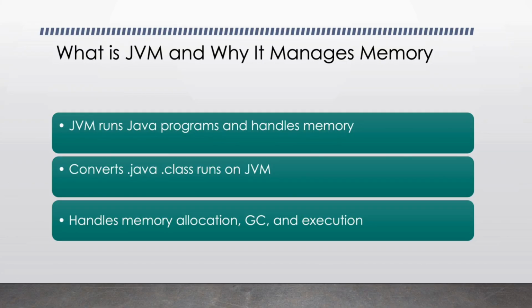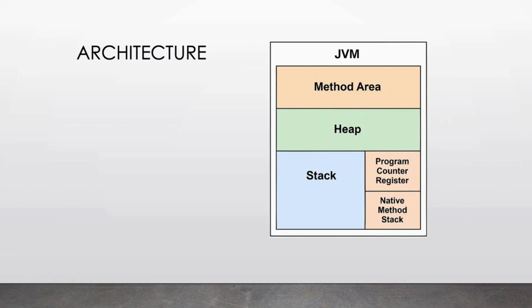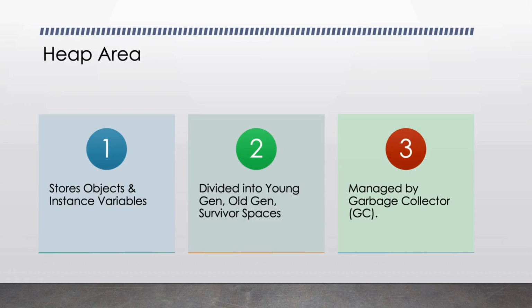So these are the JVM memory areas that we majorly know about. The first one is the method area, then the heap area, then the stack area, the program counter register, and then the native method stack. If we go into detail of each area one by one, let's first understand what is the heap area.